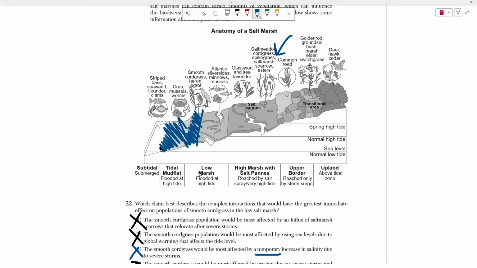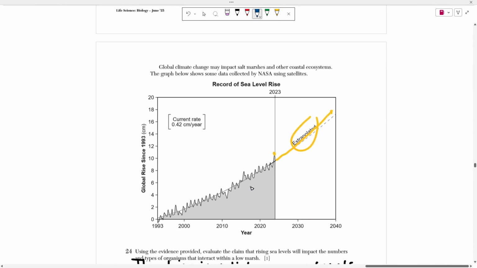As the water level increases, the low marsh turns more and more into a mudflat. So now the crabs, mussels, and worms have more space to live, and as they move into this low marsh area, these herons and egrets can then eat them. Or they lose space as the water level increases all the way here and the low marsh disappears, right? So their population could decrease because now they have less space. So that's the main idea here.